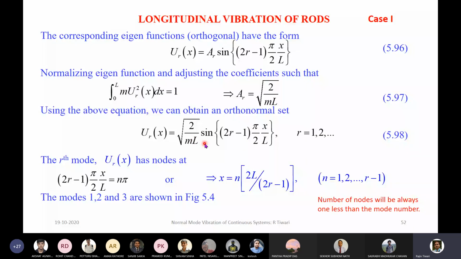And here also, if we want to find the node positions, we need to equate this to 0 and solve for x. Because this is a sine function, every n pi term will give us the 0 value. If we solve for x from here, these are the node positions we get in the axial rod case, and that tells how the vibration will take place. Now we'll see in the slide.